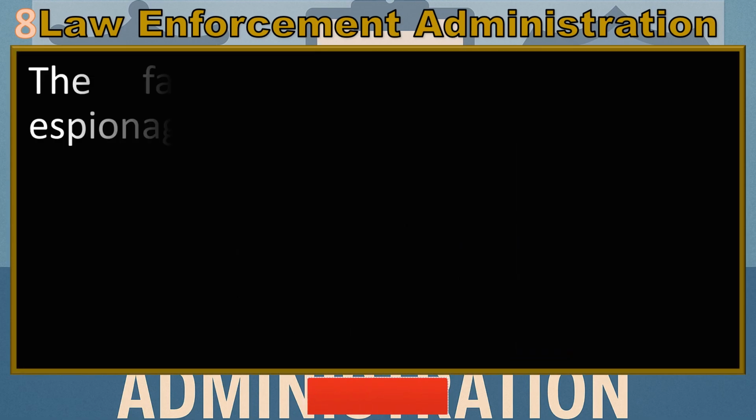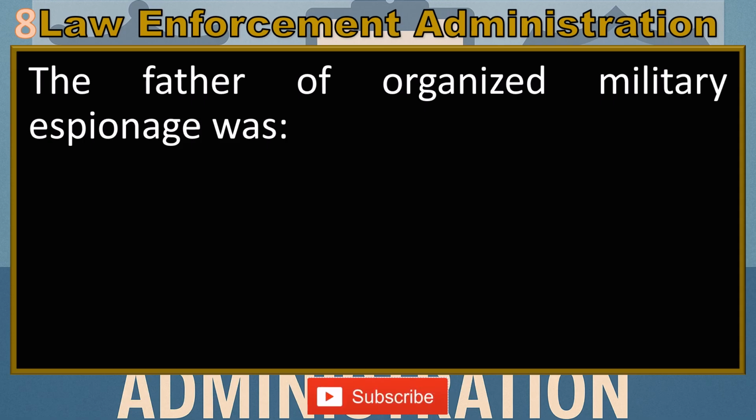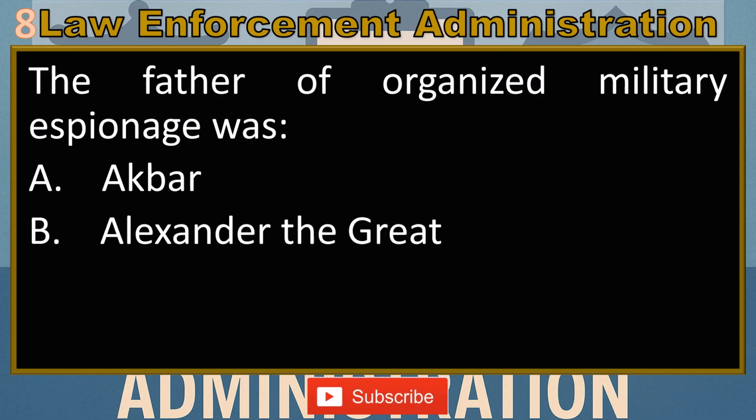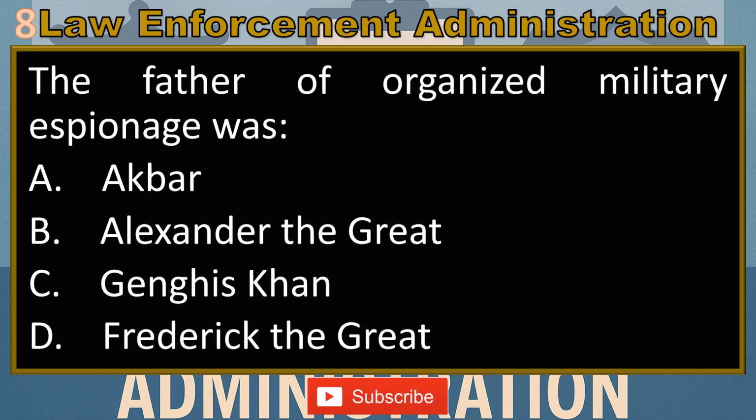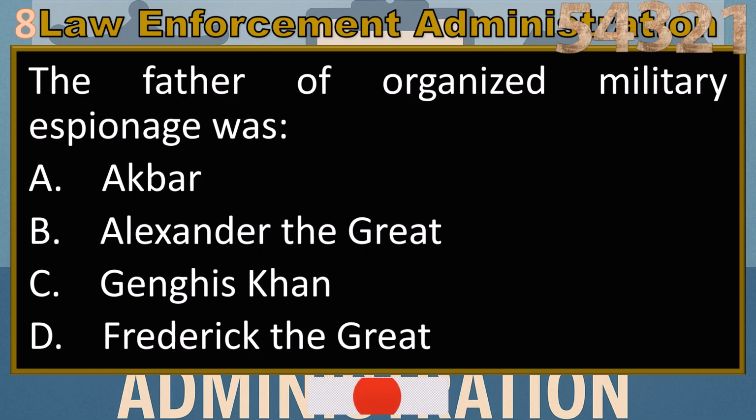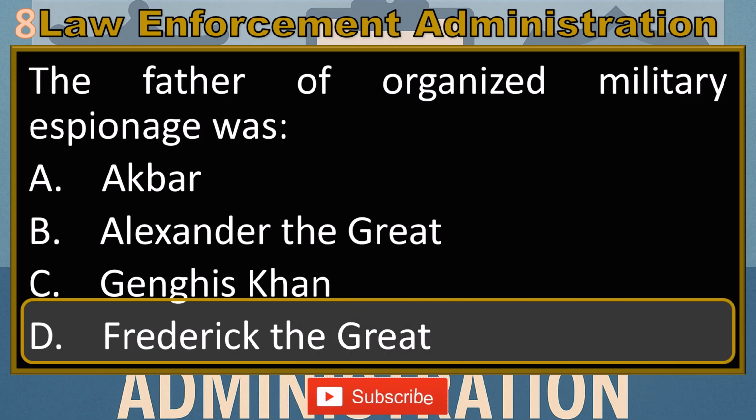The father of organized military espionage was. Letter A. Akbar. Letter B. Alexander the Great. Letter C. Genghis Khan. Letter D. Frederick the Great. In the next 5 seconds, select the best response from the available options. 5, 4, 3, 2, 1. The letter of the correct answer is D. Frederick the Great. The father of organized military espionage was Frederick the Great.